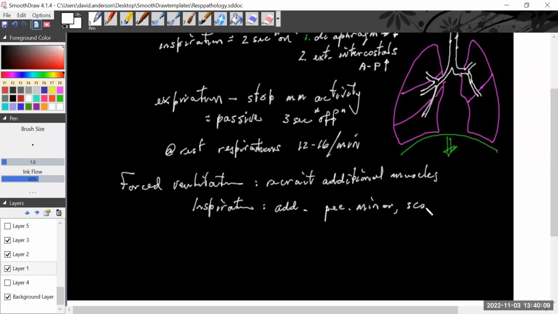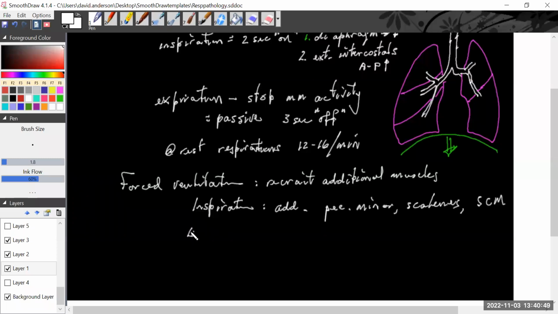Our scalenes, those are the muscles in the anterior part of the neck, and our sternocleidomastoid muscle, that big muscle that you can see on either side of your neck that stands out. It runs from the back behind your ear, the mastoid process, that's where the name's coming from, and inserts down on the sternum at the junction between the clavicle and the sternum, sternoclavicular, hence sternocleidomastoid for that muscle. So those muscles are recruited to help expand the thoracic cavity even more vigorously.